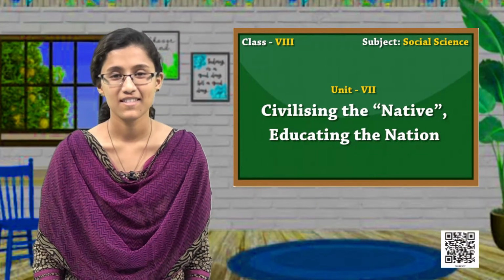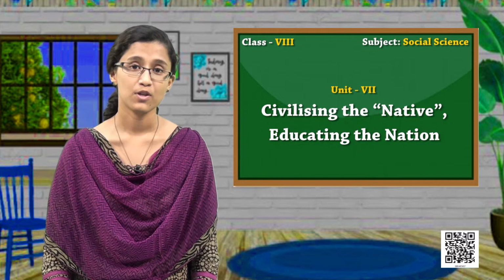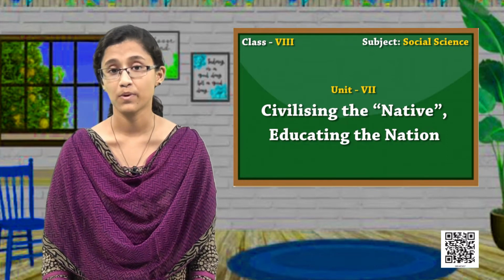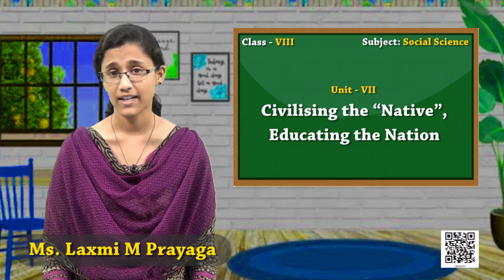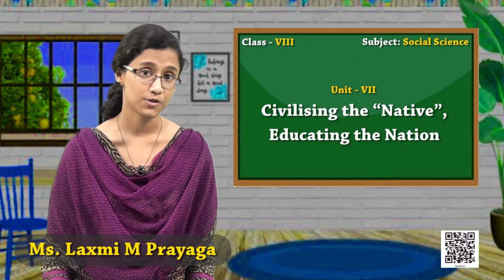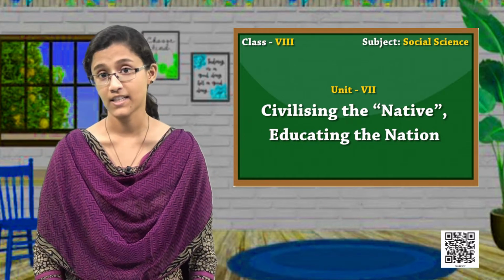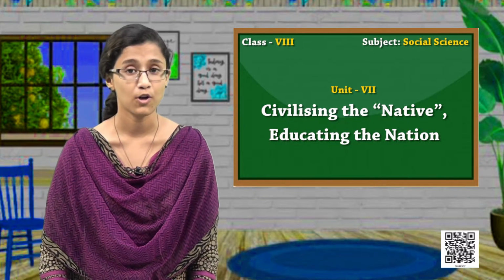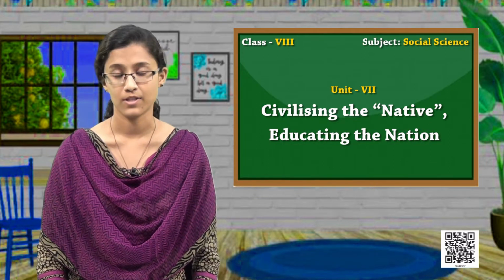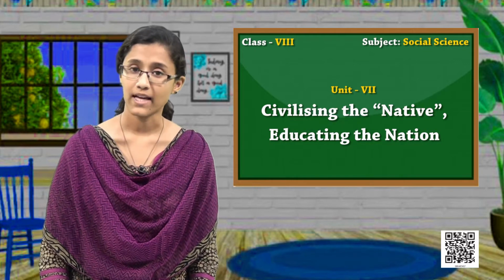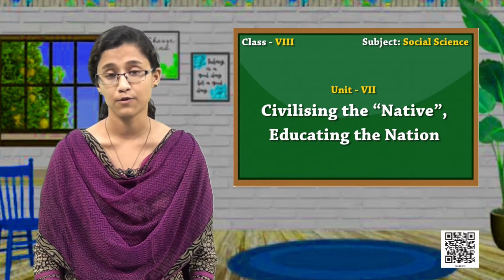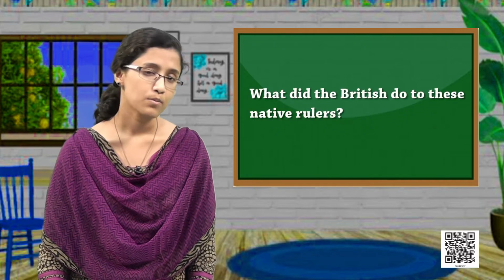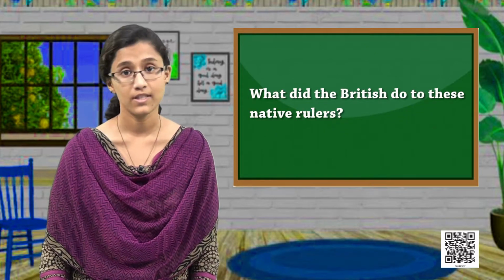Hello students. In the previous chapters, we studied how the British were able to expand their rule in India. They had come as traders in the beginning of the 17th century, but by the end of the 19th century, they had control over all of the Indian subcontinent. You know that this process was not without resistance from the native rulers. Then what did the British do to these native rulers?